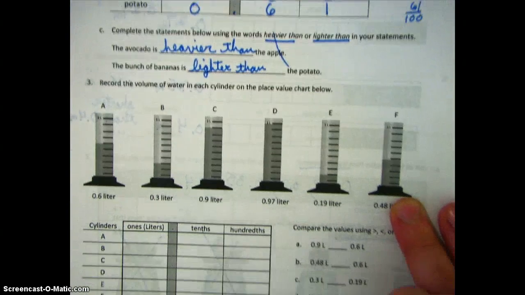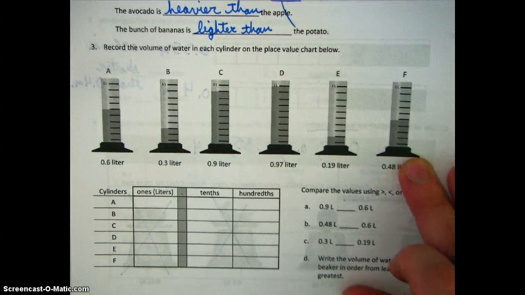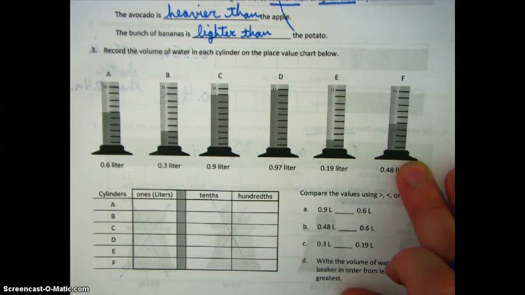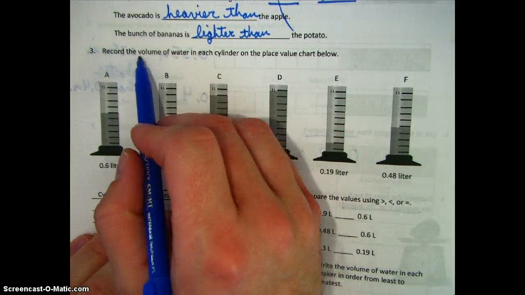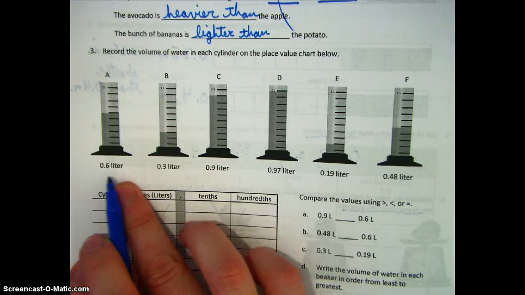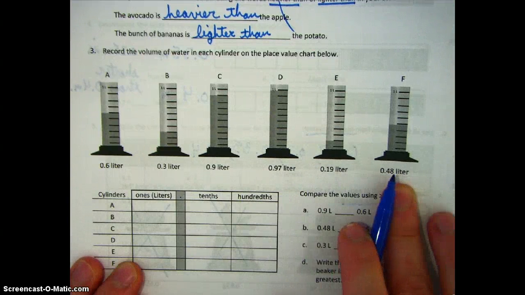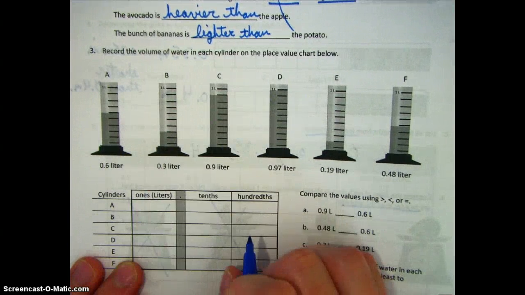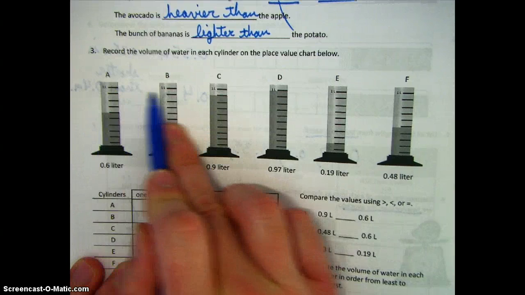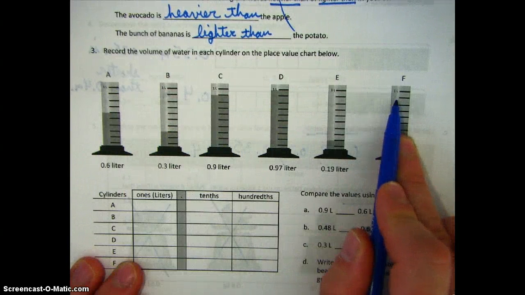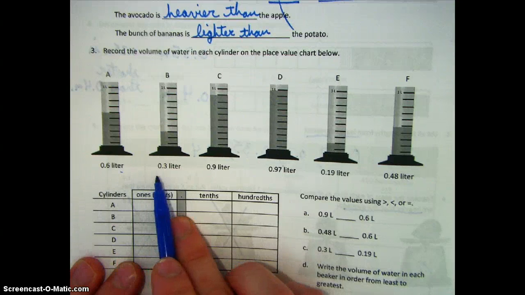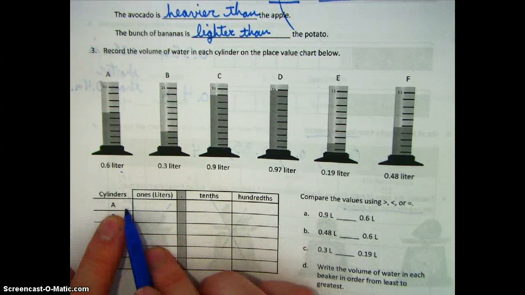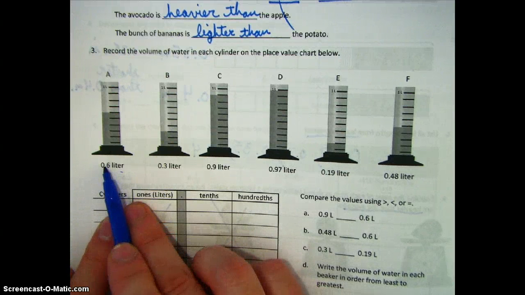So we're going to record the volume of water in each cylinder on the place value chart below. Okay, so remember, volume is the measurement of water. So we can see our 6 cylinders here of different sizes. Notice how each cylinder goes up to 1 liter. Okay, and we can see the measurements underneath. So we start off with cylinder A, we see is 6/10.